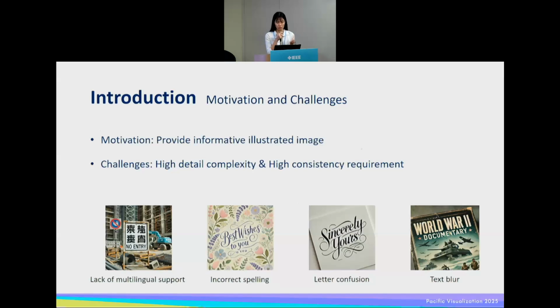So we will face these four common issues below. The first one is lack of multilingual support, because most of the diffusion models are trained on English content, and English content is more simple. It's only 26 letters, but Mandarin has tons of words. So it will lack multilingual support. But even in English, it will still face incorrect spelling, letter confusion, and text blur.